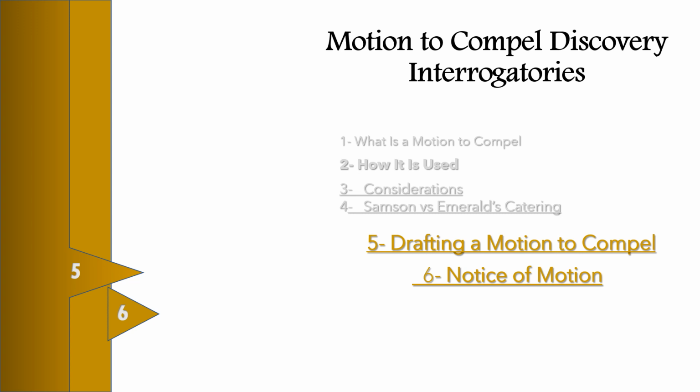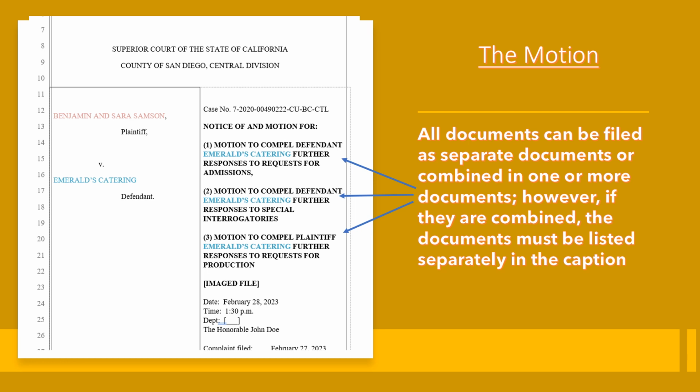We'll now move on to look at the preparation of the first set of documents, which are the motion and the notice of motion. For this presentation, we are using the scenario of Sampson versus Emerald's Catering. The defendant, Emerald's Catering, never produced some of the documents that had been requested. They also didn't answer a request for interrogatories or for admission. Here we can see that these are three motions that are in one document, and they have been separated in the title.